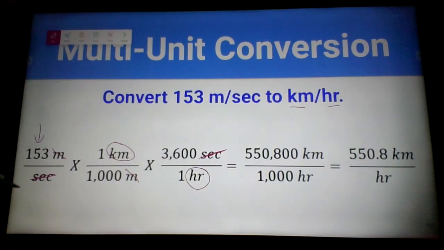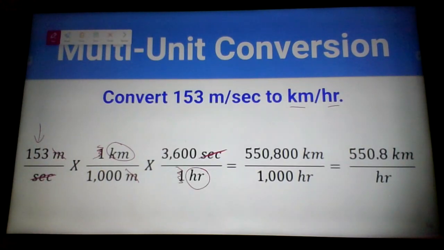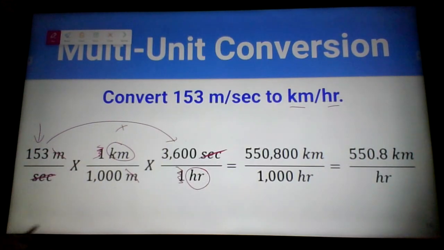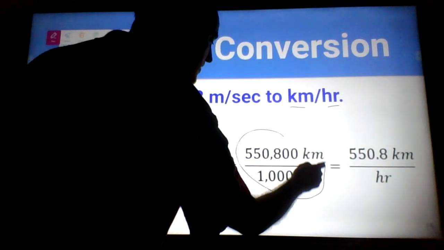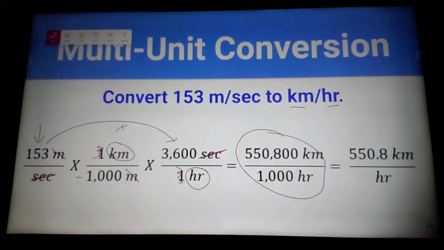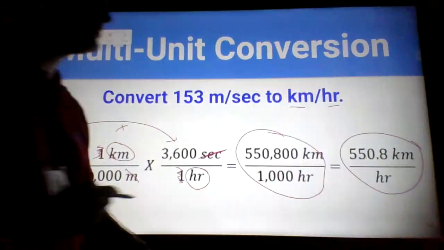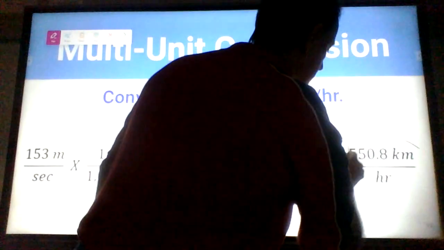Now I just do the math. I don't have to worry about ones. That's the good thing about multiplying and dividing by 1. So it's 153 times 3,600, and then divided by 1,000. Do that math, here's what we get. 550,800 kilometers over 1,000 hours, and then do the division by 1,000, and here's what we end up with. 550.8 kilometers per hour is your final answer.